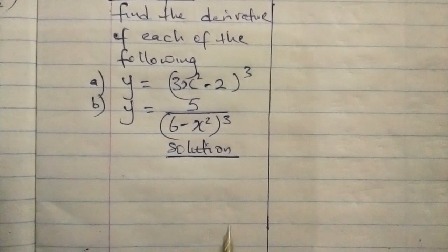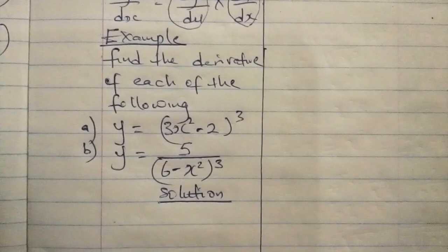Okay, let's solve this example here. The question says find the derivative of each of the following. The first is y equals 1 over (3x squared minus 2) raised to power 3, and the second one is y equals 5 over 6 times (6 minus x squared) raised to power 3.